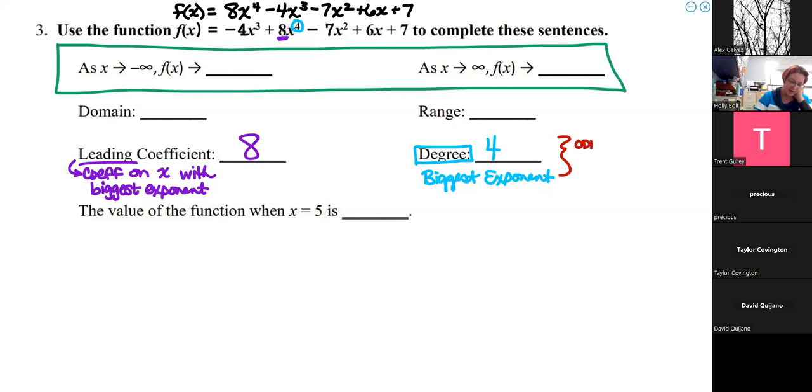If this number is odd, then they will be opposites. If this number is even, then they will go the same direction. And since 4 is an even number, I know they're going to go the same way. Are they going up or down? I know it's going to be the same thing on both lines. I just don't know whether to put a positive infinity or a negative infinity.